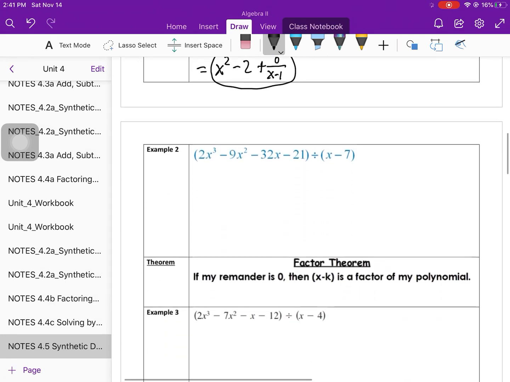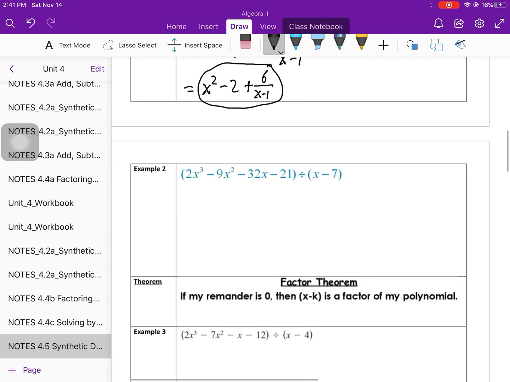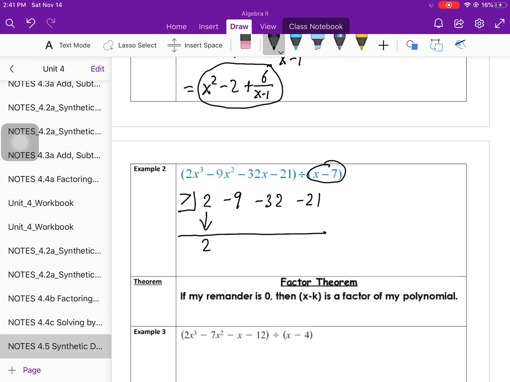Okay, let's go ahead and take a look at this next one. Now notice we look at this part first. If it's x minus 7, we're going to use 7 in our box. We get 2, -9, -32, -21. We draw our line, bring down the 2. 2 times 7 is 14. Add these two, we get 5. 7 times 5 is 35. Add these two, we get 3. And then 7 times 3 is 21. And then when we combine these, we actually get 0 for the last part.